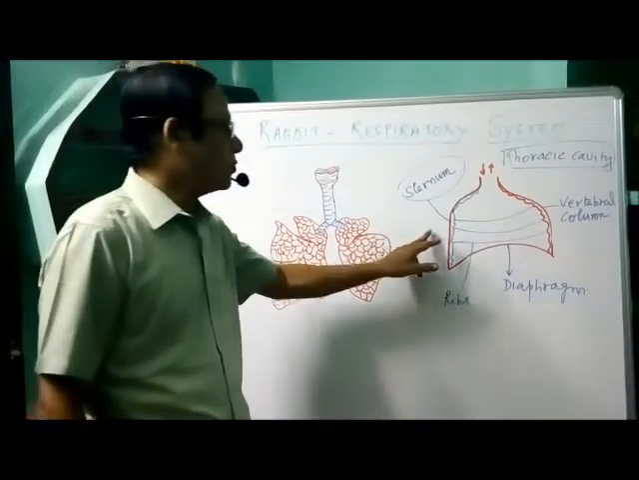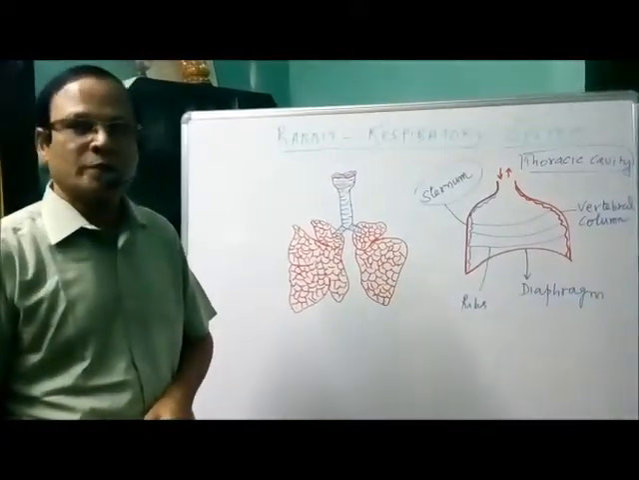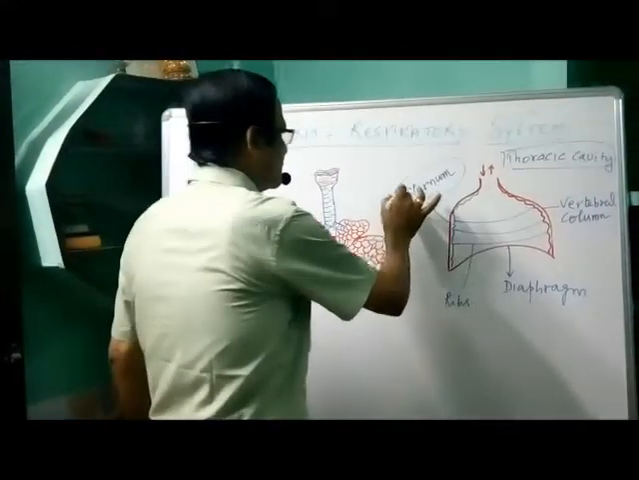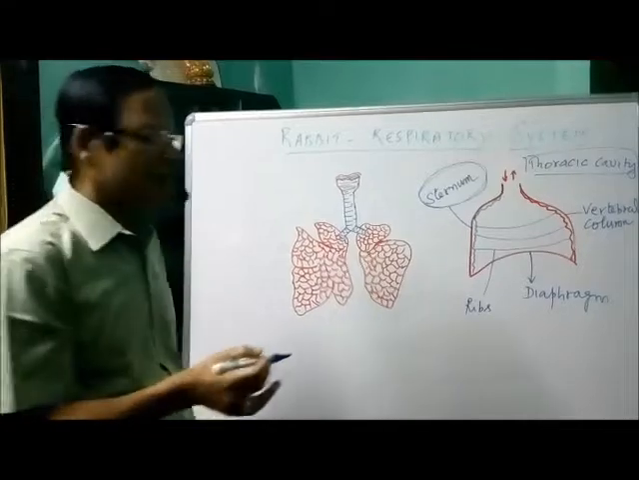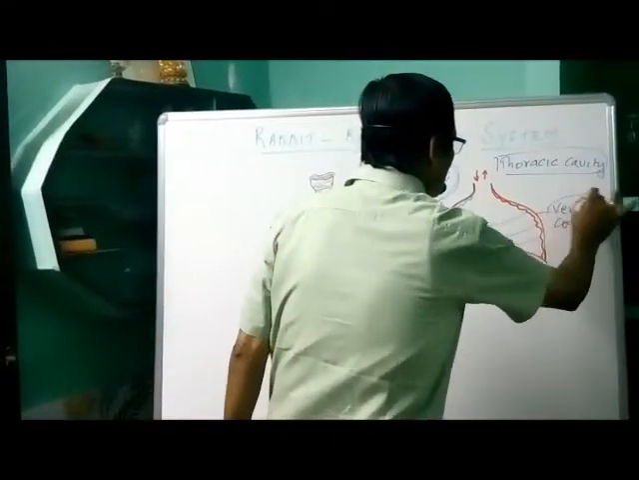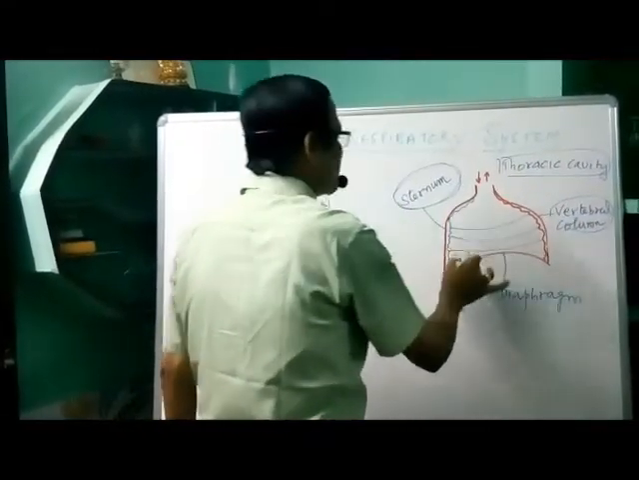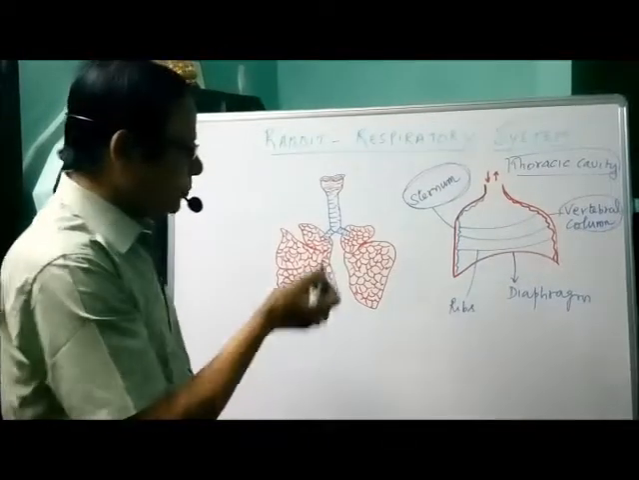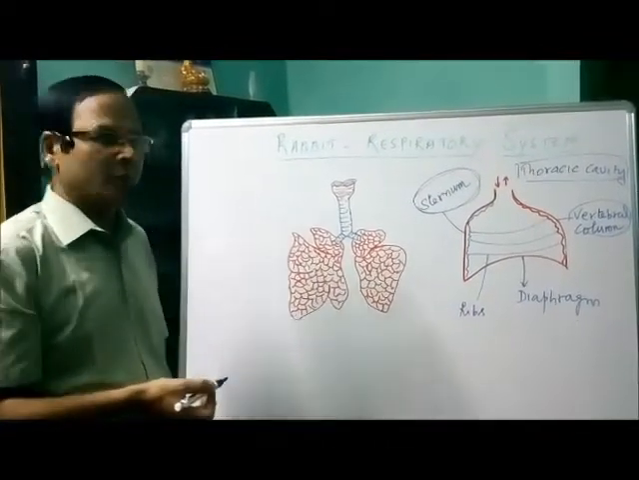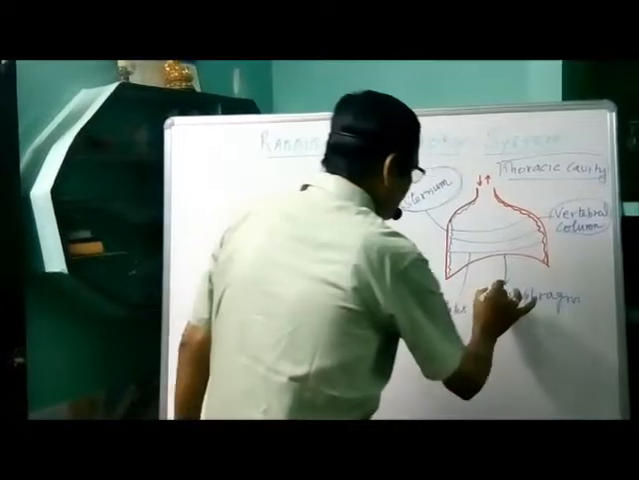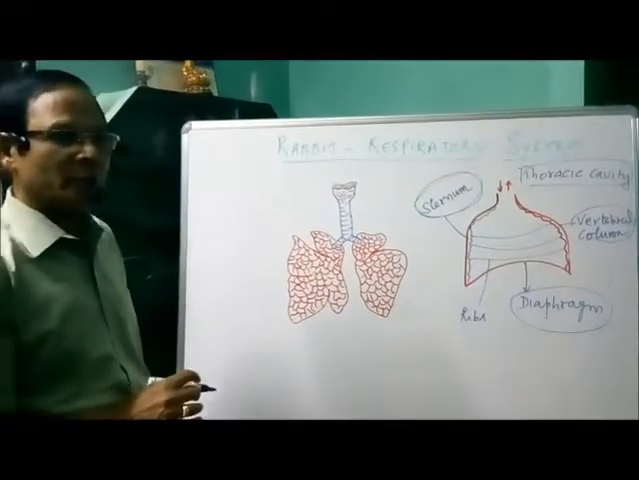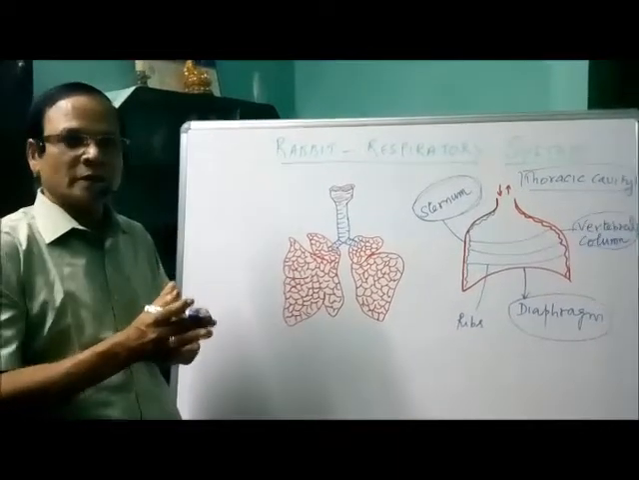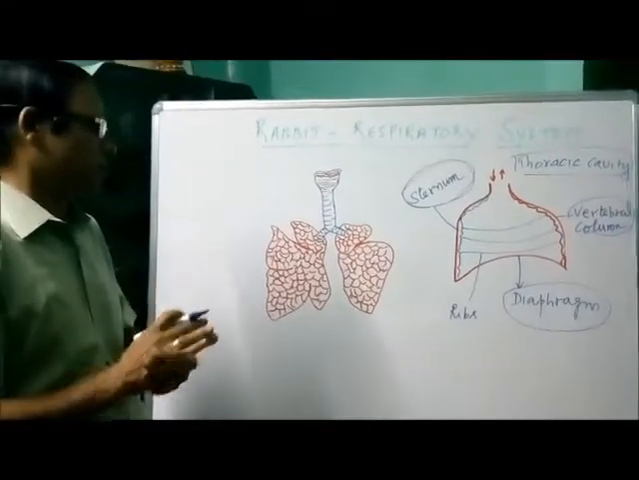Now, it is bounded by the following components. Anteriorly, or in front, we have the sternum or the chest bone. At the back side, we have the vertebral column, and laterally we have the ribs. And below, in the lower surface, we have a muscular diaphragm helping in respiratory movements. So these are the four components which form the airtight chamber, the thoracic cavity.